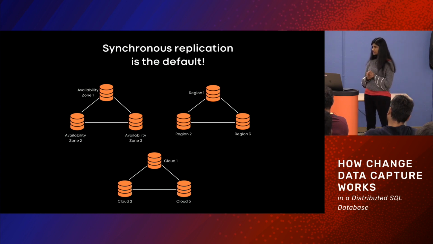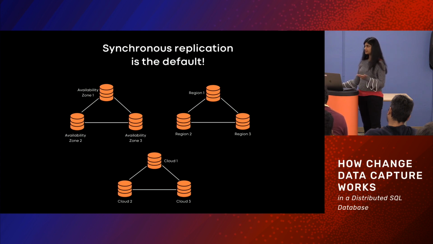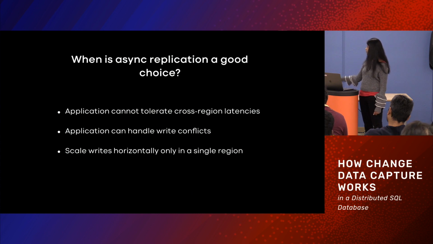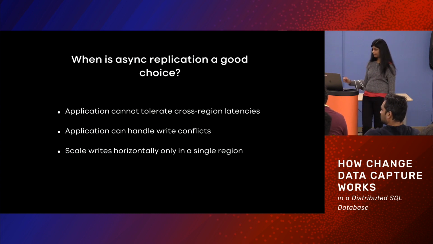Now, sometimes synchronous replication may not suit your application well. I think one of the top reasons for that is your application is very sensitive to cross-region latencies. Like if you look at example number 2, if your regions are US East and US West, typically you will have a 50 millisecond roughly region latency, right? And your application doesn't want to handle that. So that's when async replication comes in.